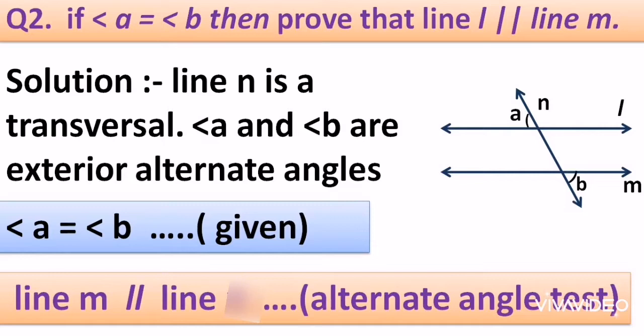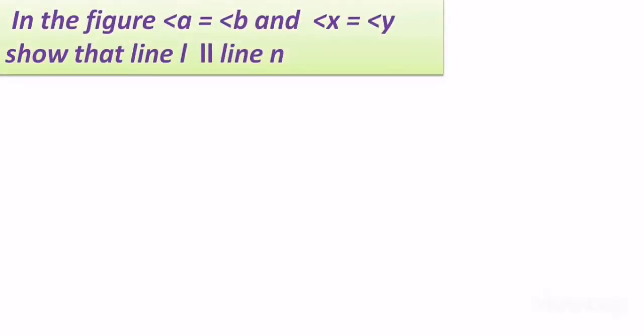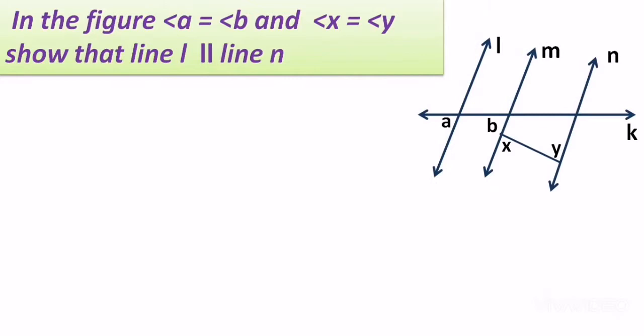So here we go with the next sum on your screen. The sum says I need to prove lines are parallel, which means I need to write the reason about the test. The diagram is there on your screen.